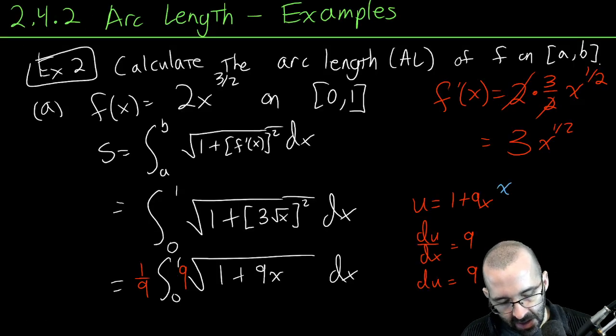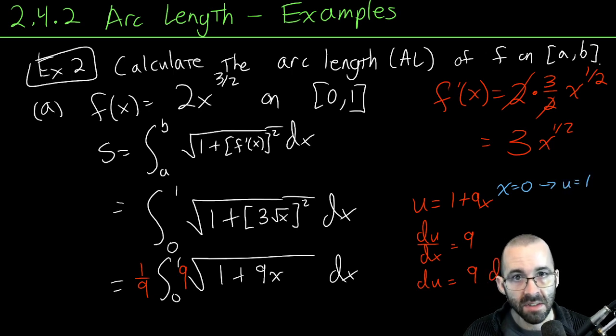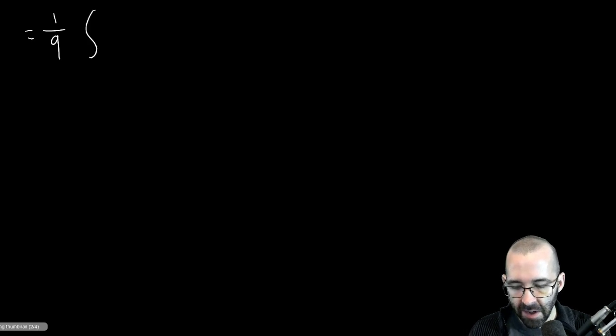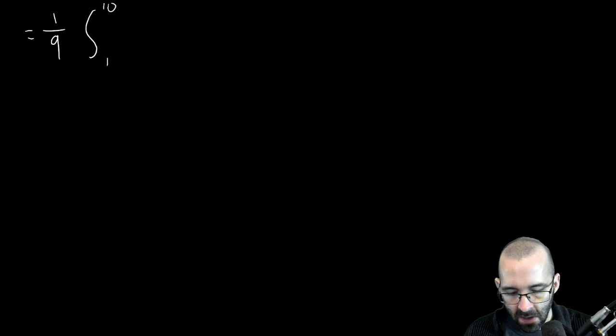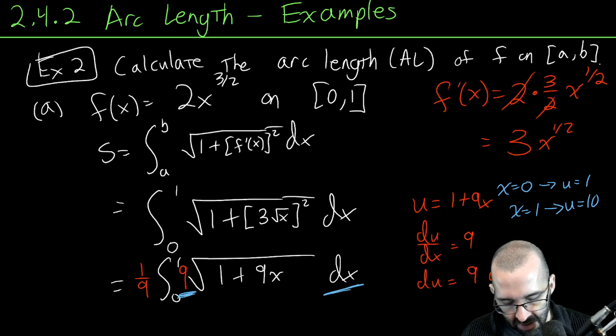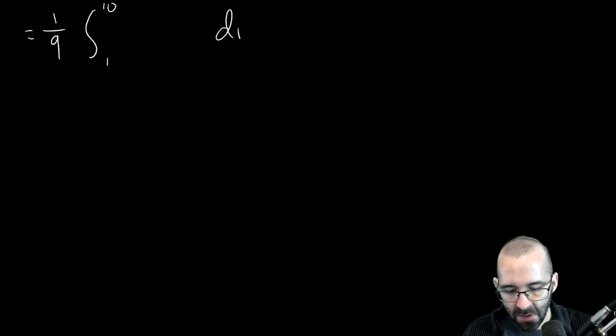So if x was equal to 0, that means u is going to be 1, 1 plus 9 times 0. If x is equal to 1, that means u is going to be 10. And now we're going from 1 to 10. And again, if we just look at this, the 9 times the dx, that's our du. So the blue stuff just becomes our du.